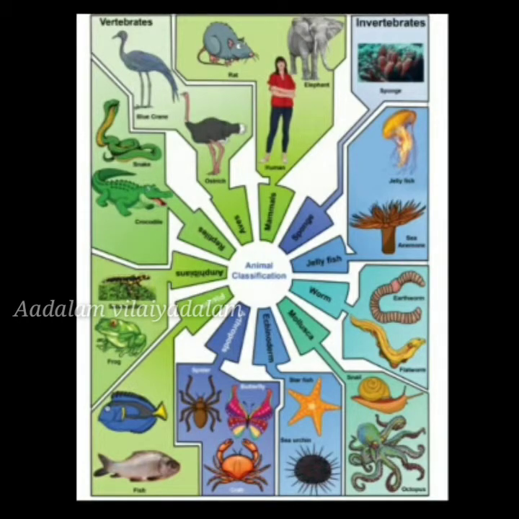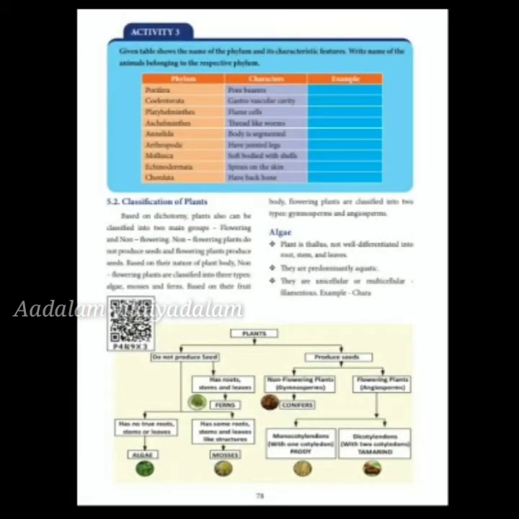These are the classification of animals, how they are classified into vertebrates, invertebrates, aves, mammals, sponge, jellyfish, worm, mollusca, echinoderms, arthropods, pisces, amphibians, reptiles. These are the various classifications of animals.